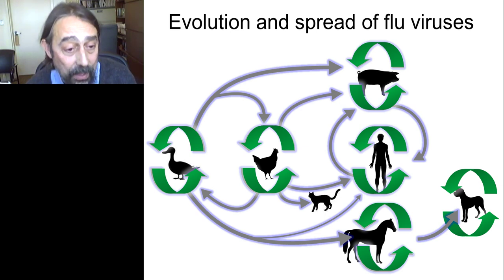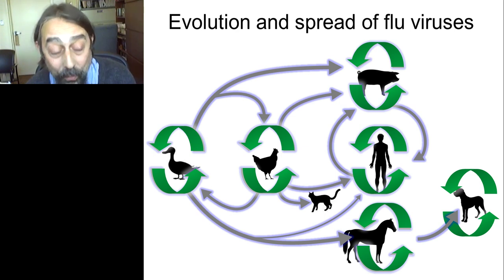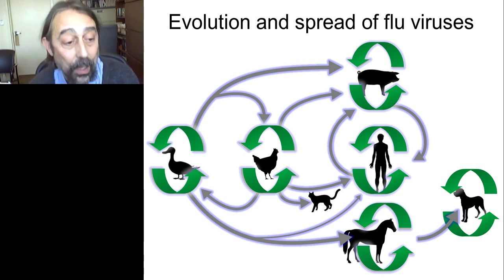Most of the strains that are circulating in these animals don't jump from one animal to another. But when one of these strains jumps and acquires the ability to transmit, that is when it is going to cause a pandemic in humans.